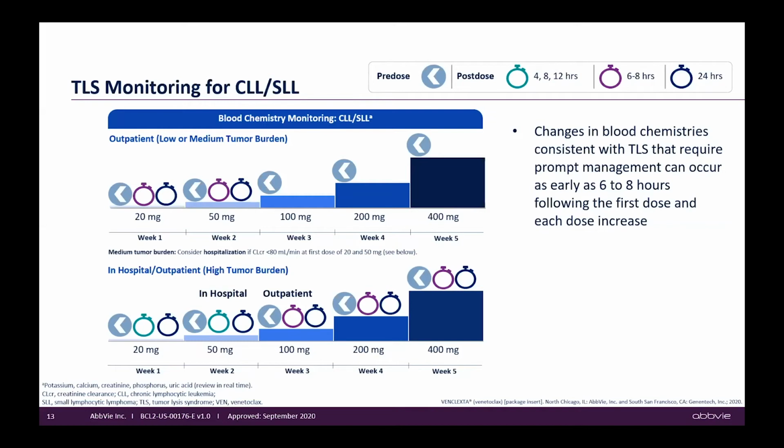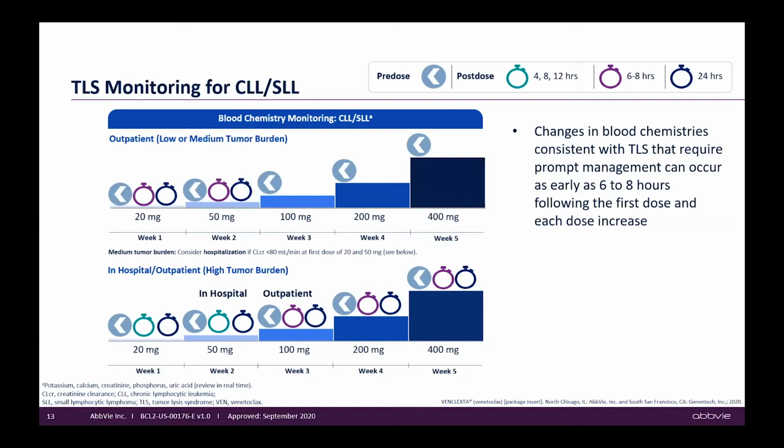And of course, this is going to be associated with the timing of these labs. So of course, pre-treatment venetoclax labs are appropriate for all doses on the first day of each escalation. We would want to, for these low and medium tumor burden patients, grab TLS labs and associated blood chemistries 6 to 8 hours and then 24 hours after their venetoclax dose. So of course, these patients would just be coming into the clinic that day of their first day of dose escalation, and then come back the next day for their 24-hour lab check. And if everything's okay, then we can proceed for that week.